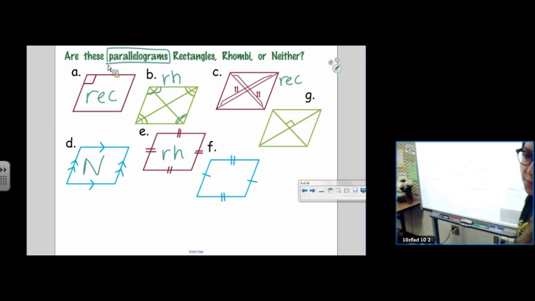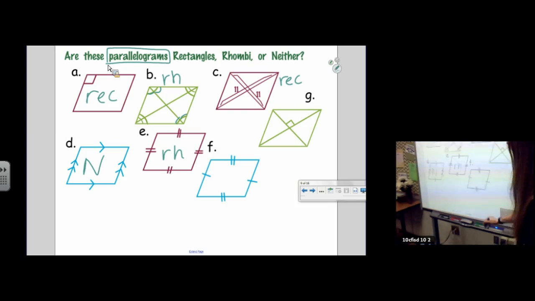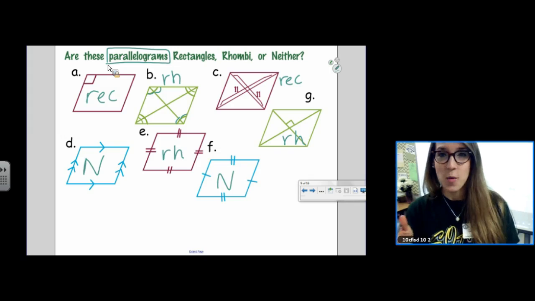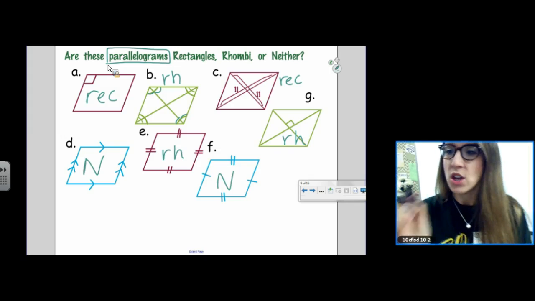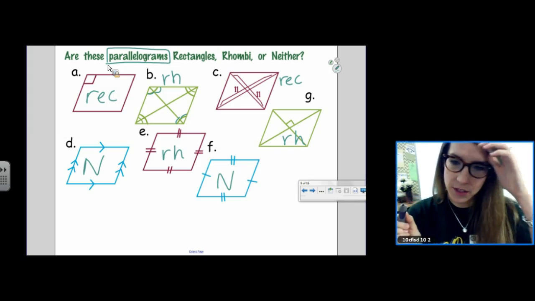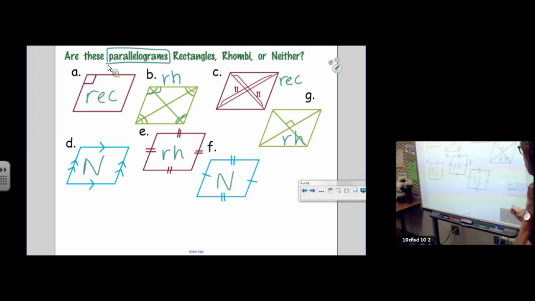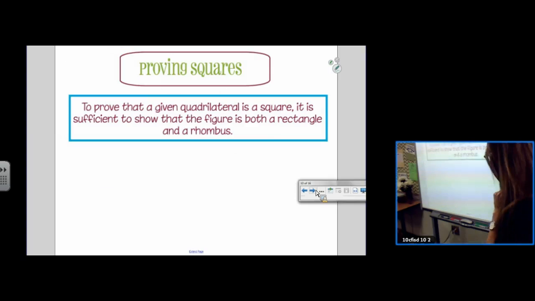Rhombus, right? F, neither, plain old parallelogram. And G. Okay, so you need to be able to do this slide without looking at your properties for tomorrow. Not for today's quiz, but for tomorrow. G is a rhombus because the diagonals are bisecting each other. All right, last one.